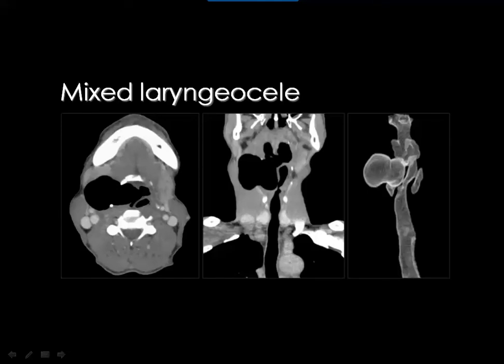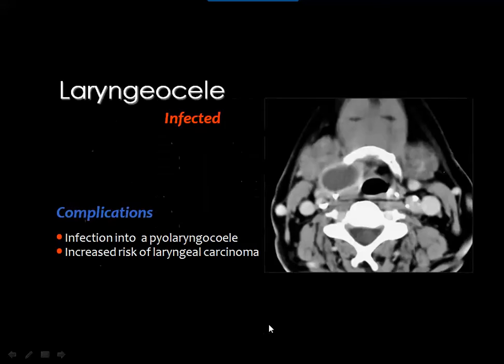Also, you may have the 3D reformatted images by multi-detector CT and the 2D reformatted images by the CT as well. This is the axial image of a mixed laryngocele, internal component and external component, and this is the 2D image and the 3D image.